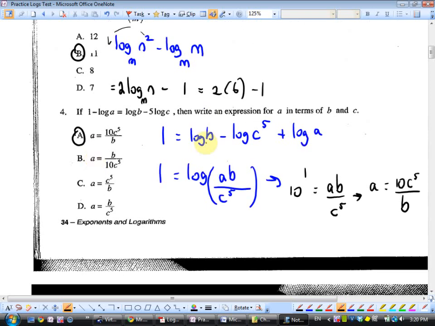When there is no base, what's my base? In other words, there's a 10 right there.